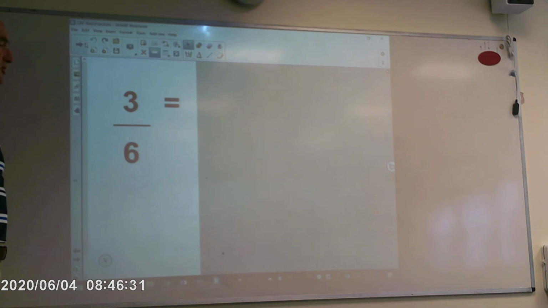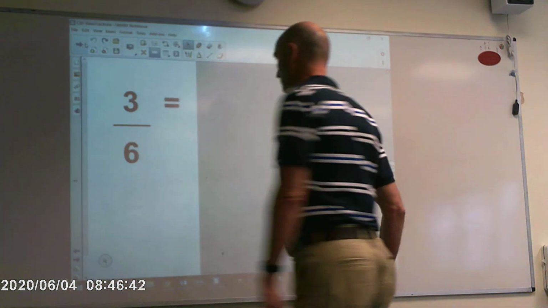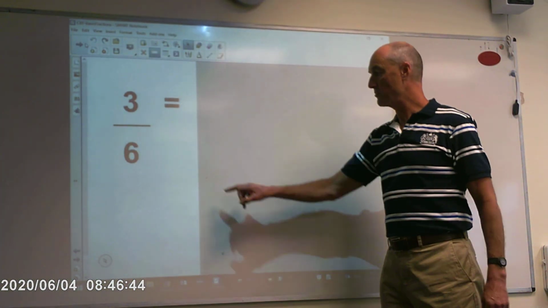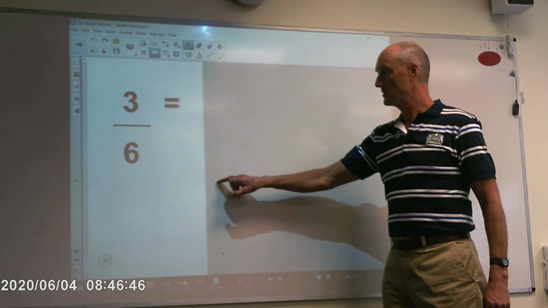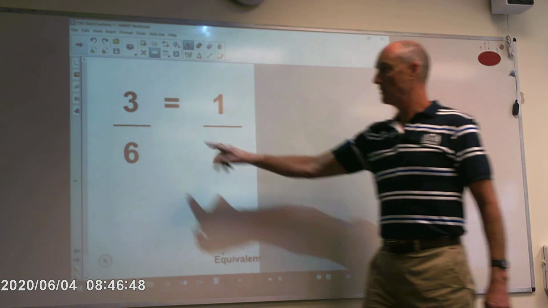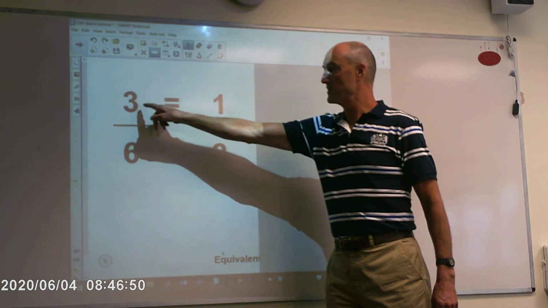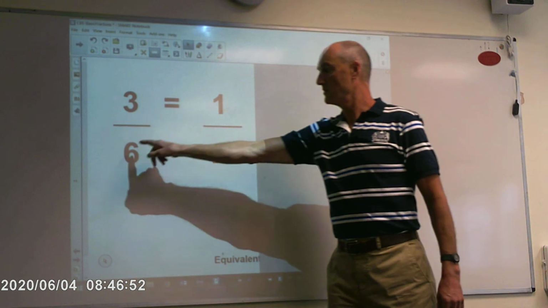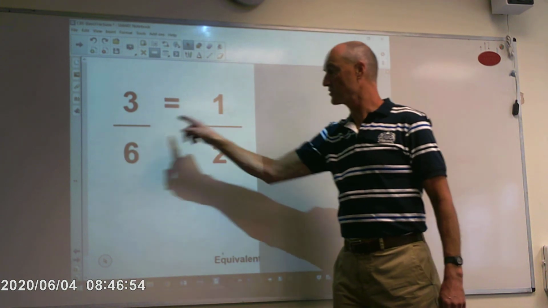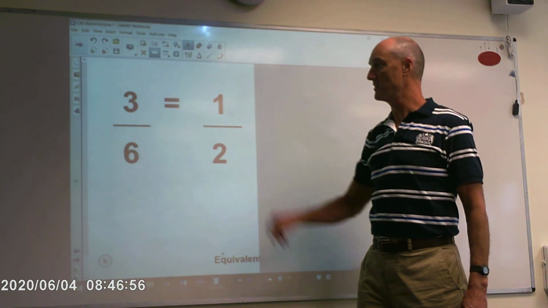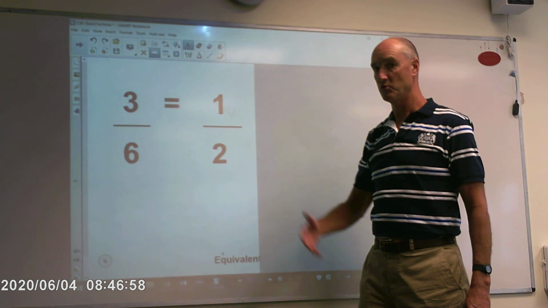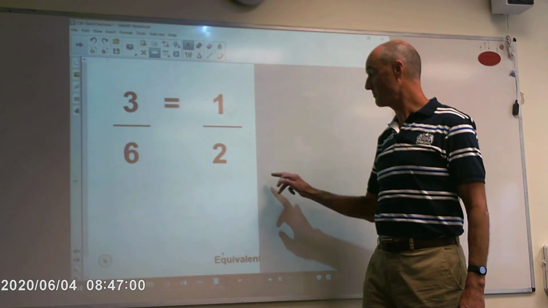3 over 6, what does that mean? It means 3/6. It means 3 divided by 6. Can we simplify that fraction? Think about it. Yes, we can. 3 goes into 3 one time. 3 goes into 6 2 times. It simplifies to a half. This should be striking memories, hopefully, with most of you.